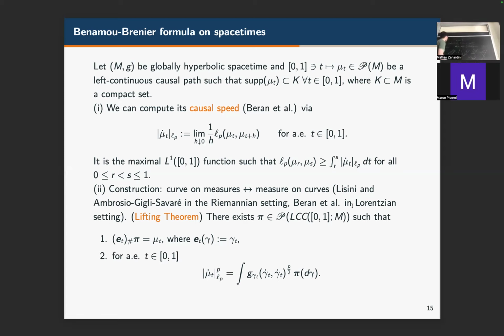What does it mean? Well, you have this kind of curves. You look at the tangent vector at time t, compute its Lorentzian length, raise it to the power, and then you get that number. Then you average with respect to pi. And this is precisely equal to the speed at time t for almost every time.